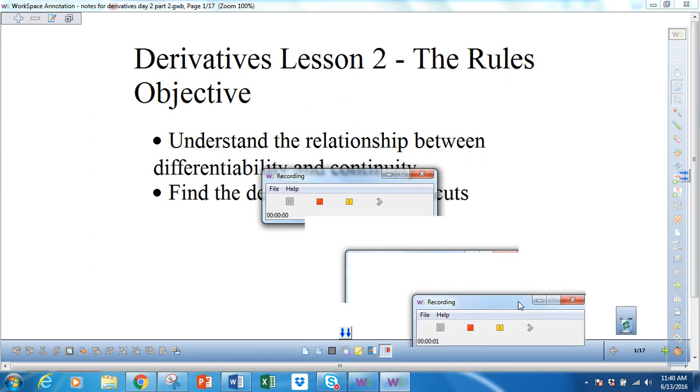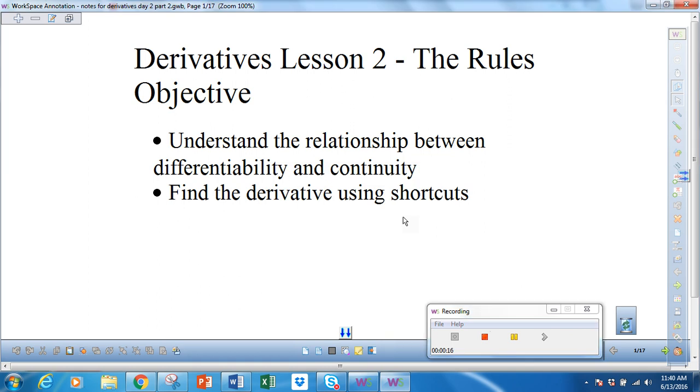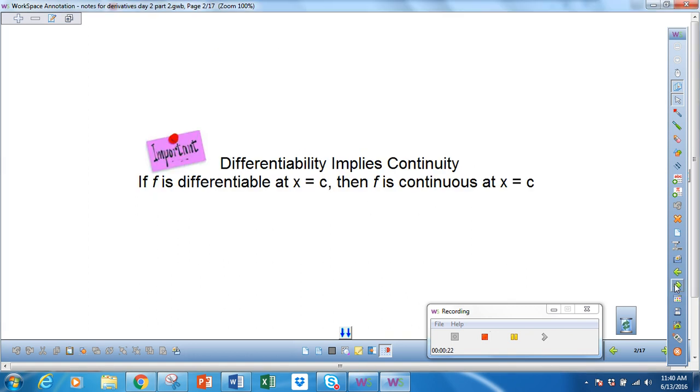Okay, welcome to lesson 2 of derivatives, and in this lesson we're going to learn the shortcuts for derivatives. We're also going to learn about the difference between differentiability and continuity, but we're going to mostly focus on some of the shortcuts. You're going to like the shortcuts. I know in the last unit we did the formal definition, but in this video you're going to really like the shortcuts. Well, let's just start talking about differentiability versus continuity.